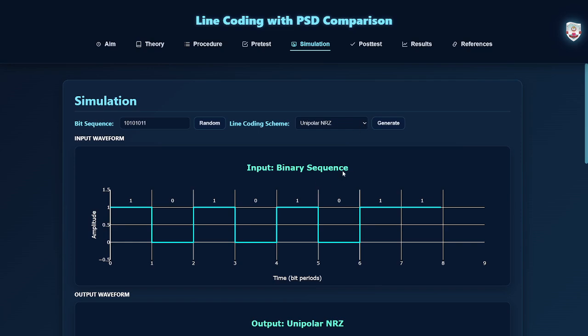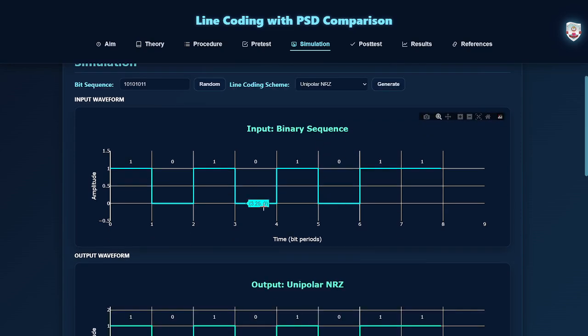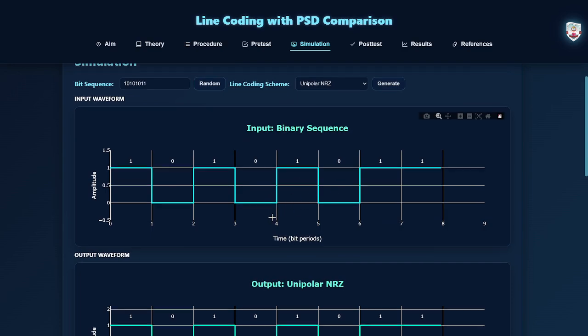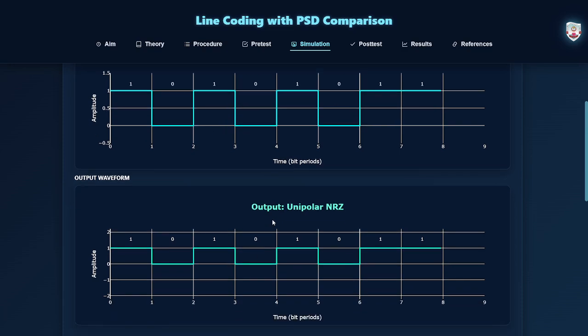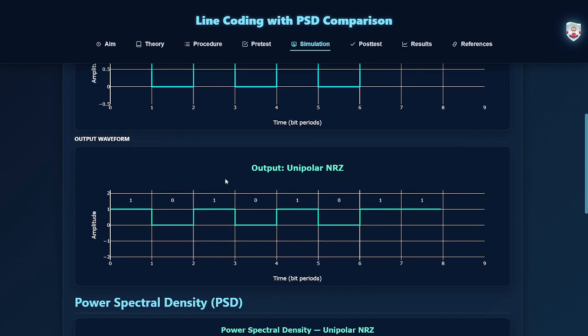After clicking the generate button, the system displays the input binary waveform. This waveform represents the original digital bit sequence over time. Below that, we can observe the encoded output waveform, which shows how the selected line coding scheme represents the binary data using voltage levels. For unipolar NRZ, binary 1 appears as a high positive level and binary 0 appears as 0 voltage. By changing the coding scheme, we can observe how the waveform structure changes.